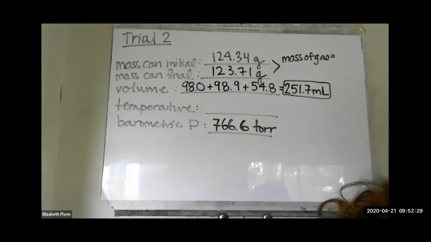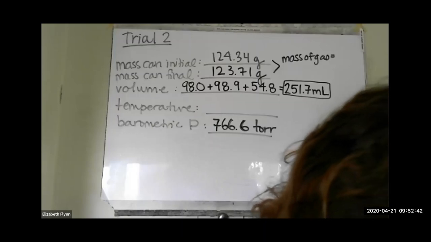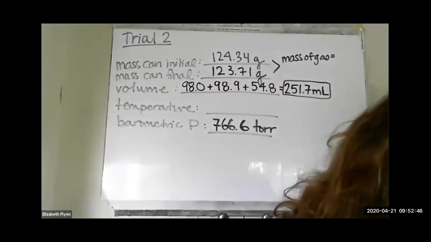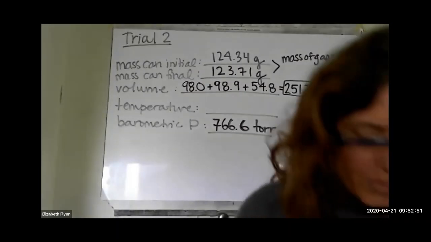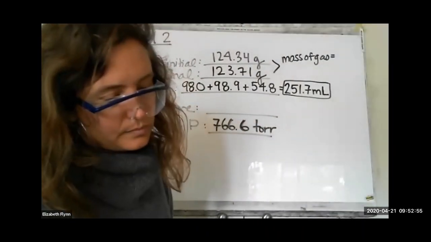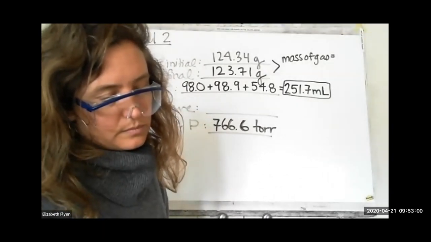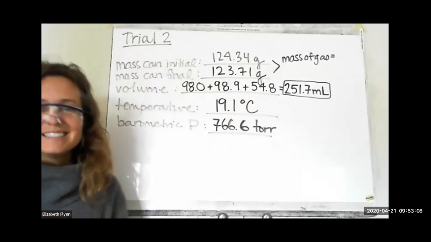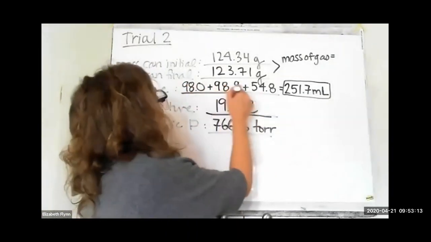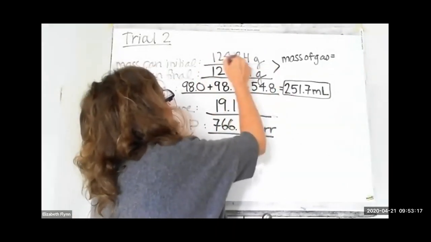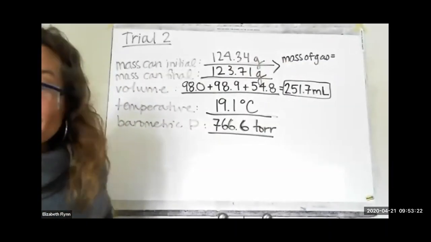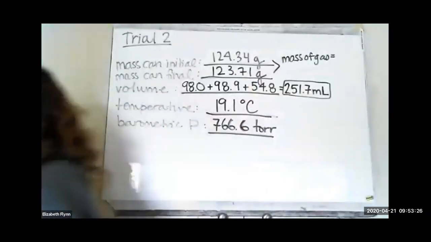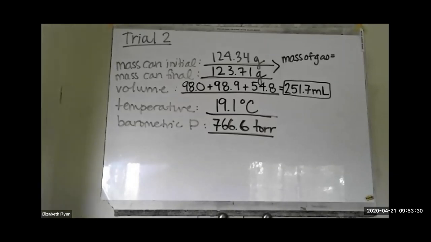All right. We're going to go with a temperature of 19.1 degrees Celsius. We'll see what that does for us. Okay, that's what you'll use for your temperature. Okay, so we have all the measurements. All right. So we're going to go into breakout rooms. And you can calculate those things.